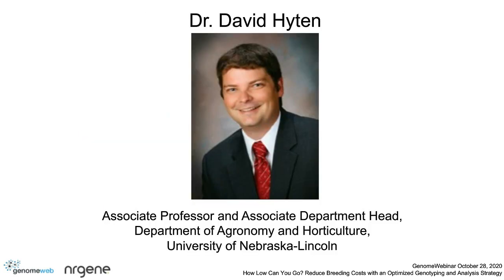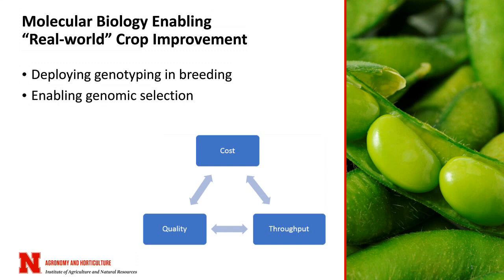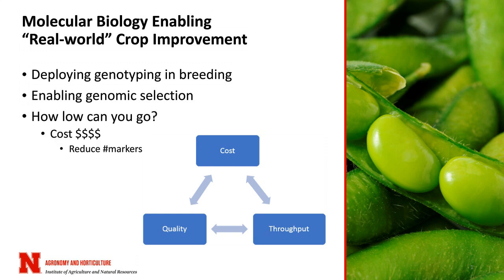All right, well, thank you very much. And I want to thank everyone for joining us today for this webinar. And I want to thank Agriplex and NRGene for inviting me to start us off. So I want to start off today talking about how molecular biology enables real-world crop improvement. And part of that is really deploying genotyping and breeding and enabling genomic selection. And so the question, or part of the title for our talk today, was, how low can you go?